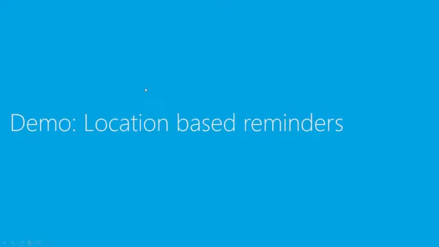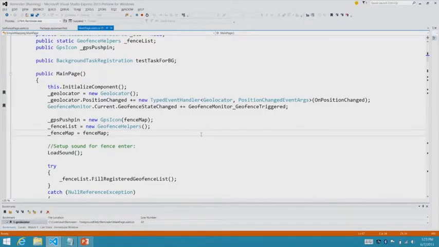All right, so that was a whirlwind of API information. So let's see a geofencing app in action. We have created a basic location-based reminders app using the new APIs and using the Bing Maps SDK. So let's go ahead and just build this from Visual Studio.